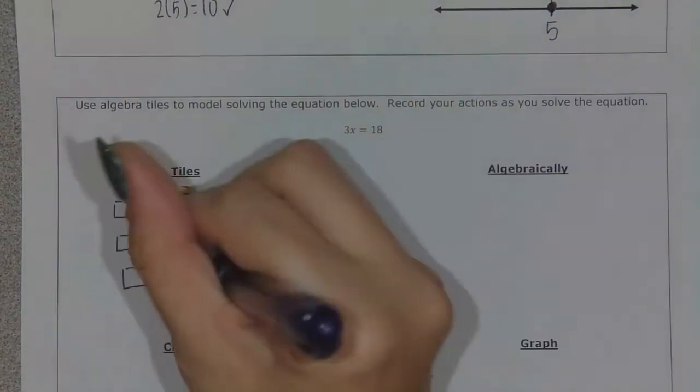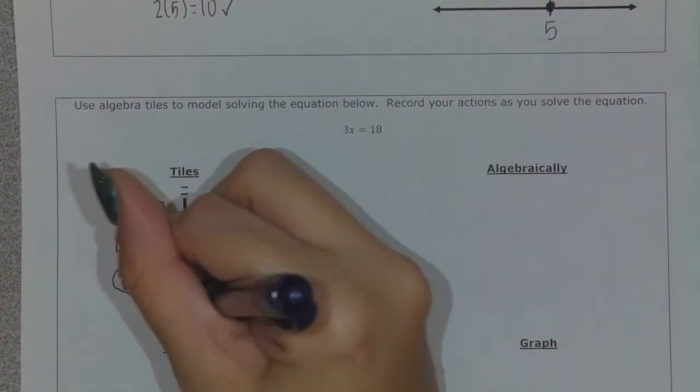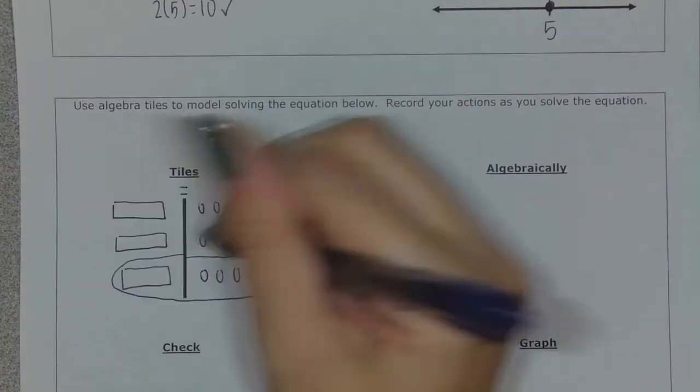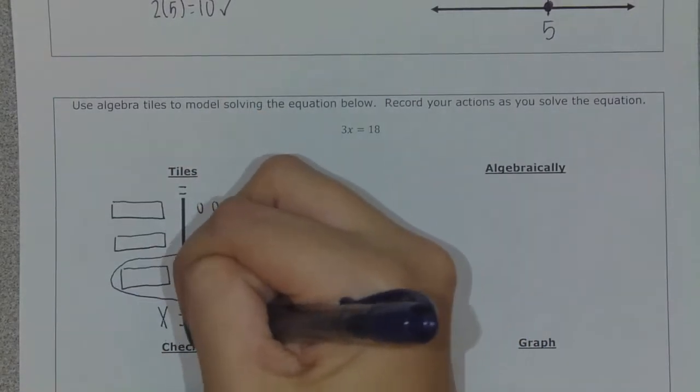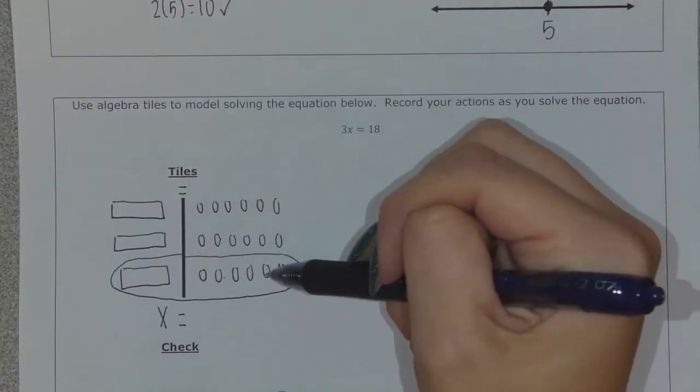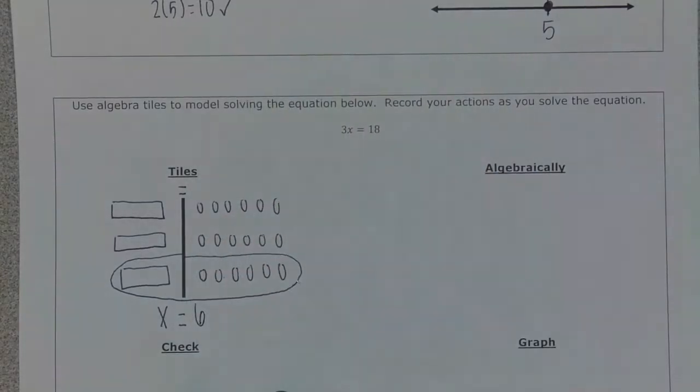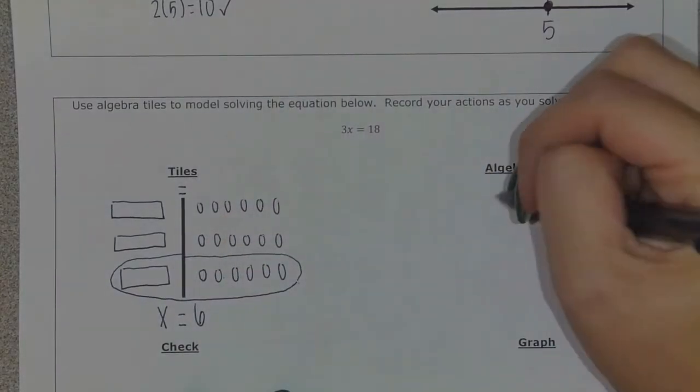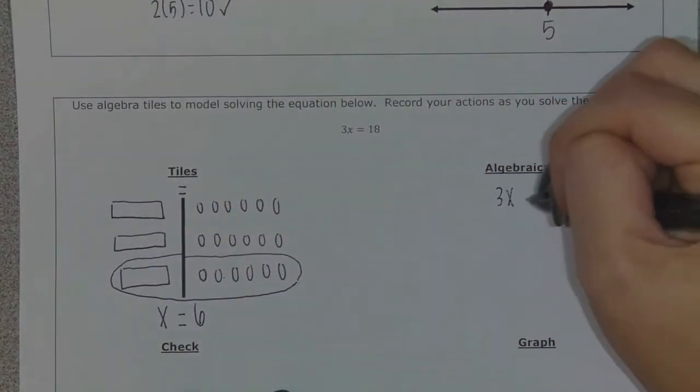Now remember, I only want to look at one of the x's. So I'm going to circle one of the x and everything that is next to it. So I get 1x is equal to 1, 2, 3, 4, 5, 6. So x equals 6.